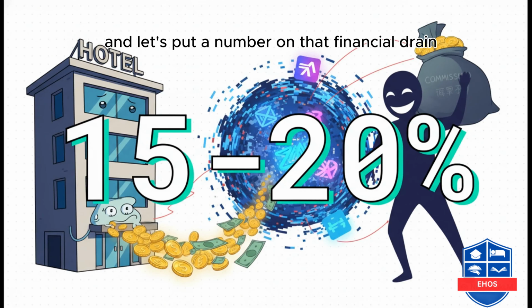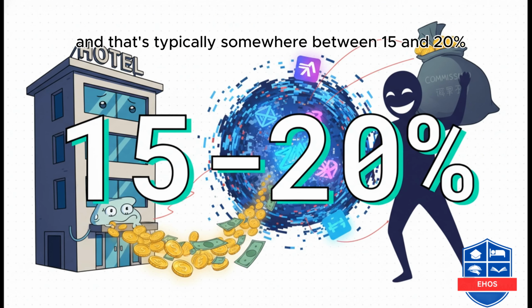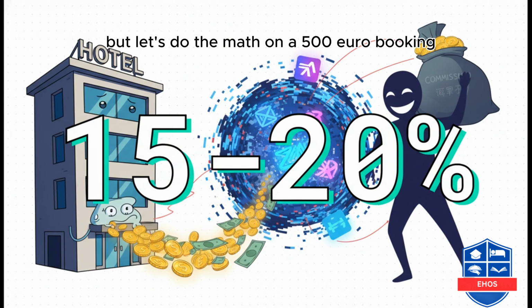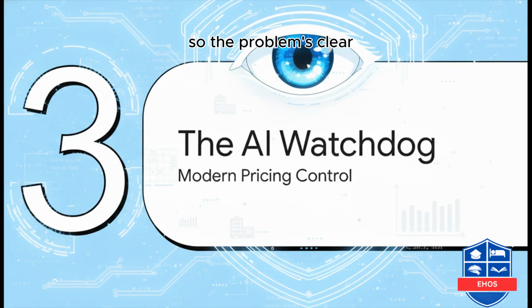And let's put a number on that financial drain. Every time a guest books through an OTA, you're paying a commission, right? And that's typically somewhere between 15 and 20%. Now, that might not sound like a lot, but let's do the math. On a €500 booking, a 20% commission is €100. That's €100 of pure profit that just walked right out the door, all because you lost that direct booking. So, the problem's clear. The question is, how do you fight back?